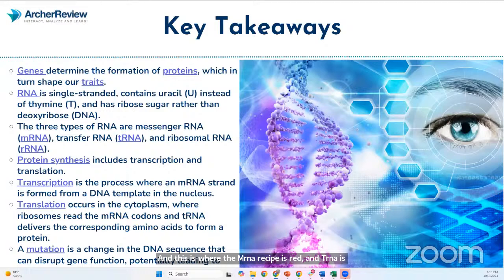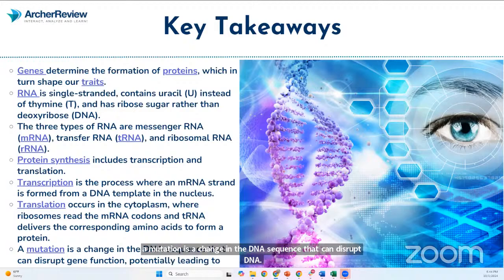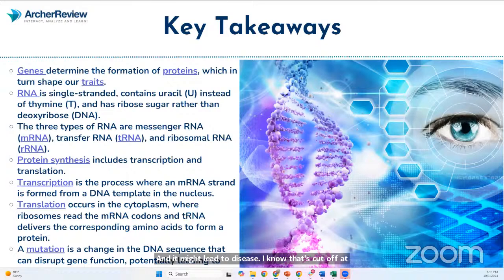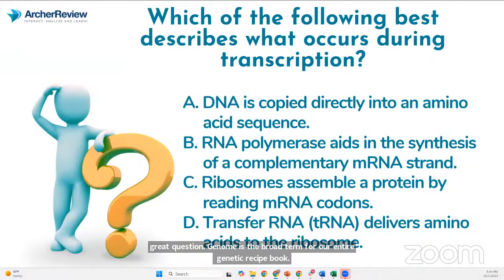And a mutation is a change in the DNA sequence that can disrupt gene function, and it might lead to disease. I know that's cut off at the bottom, but I know what that says. All right. Someone asked, what does genome mean? That is a great question. Genome is the broad term for our entire genetic recipe book. So the human genome is where they have mapped out the entire DNA sequence for a human being.